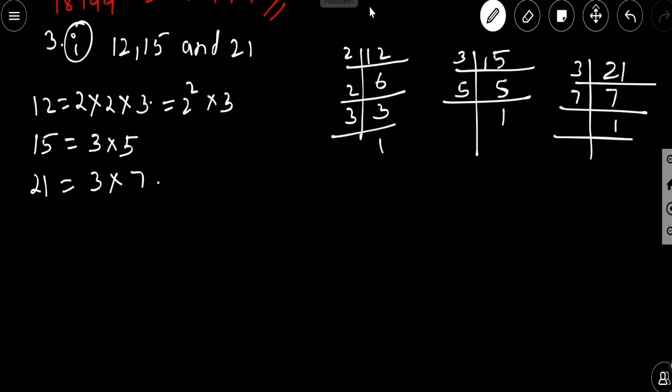Now first we will calculate HCF. For HCF, you have to check for the common number. This is the common number here: 3, 3, 3 and 3. So that means HCF is 3.